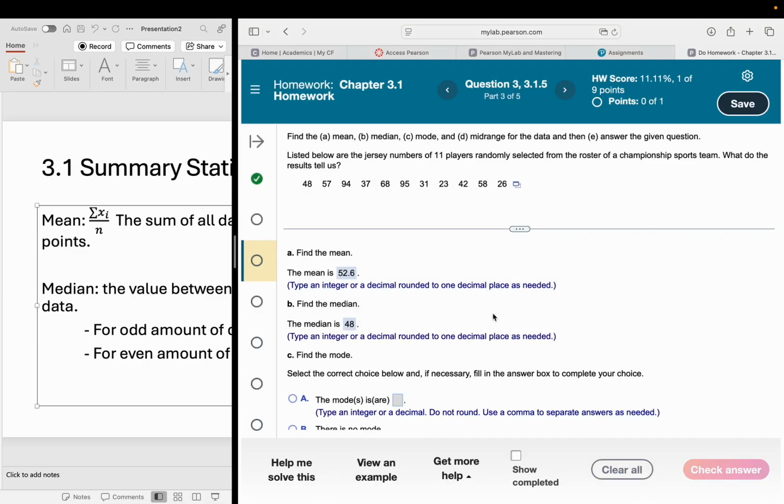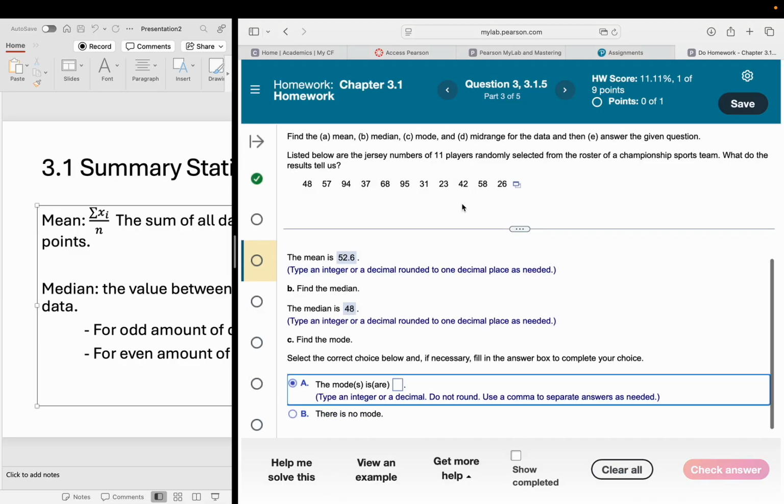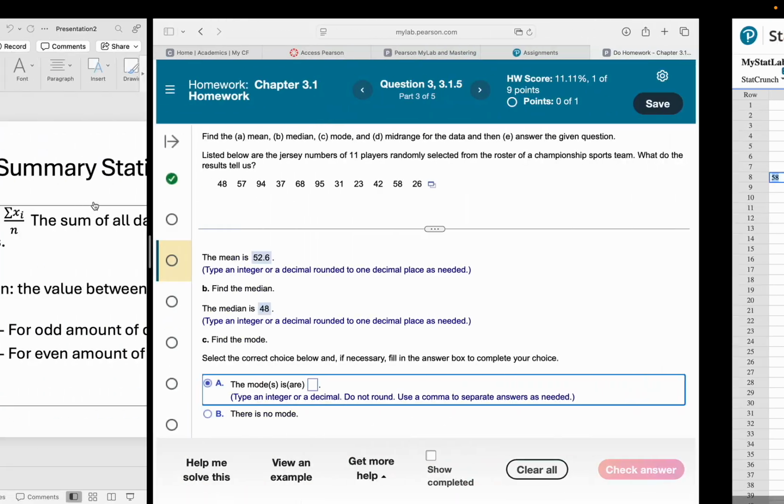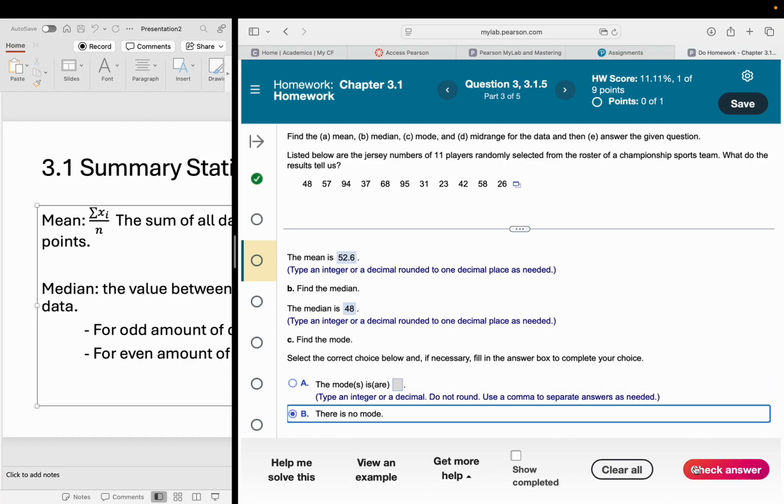And let's see here. The mode is the one that appears most frequently. So is there a value that appears more than once? Do I see any duplicates or triplicates or whatever? In this case, no, I actually don't see any data value that appears more than once, so there is no mode. They're all a tie.